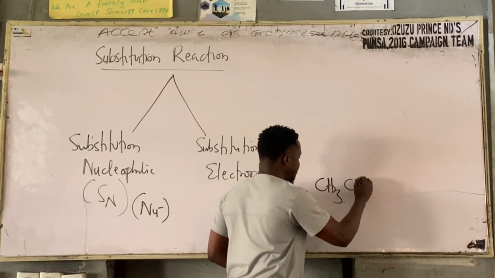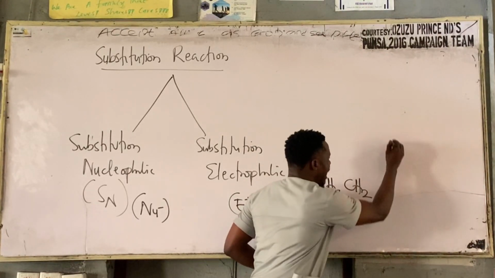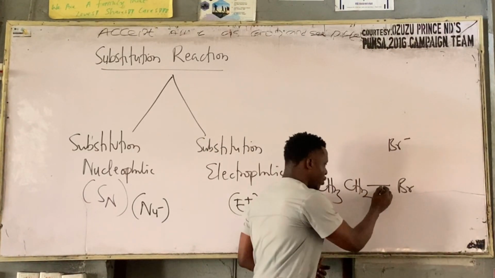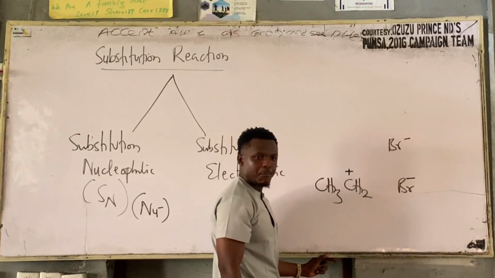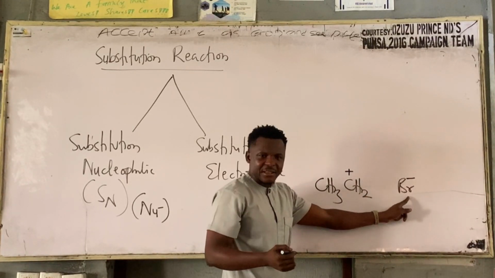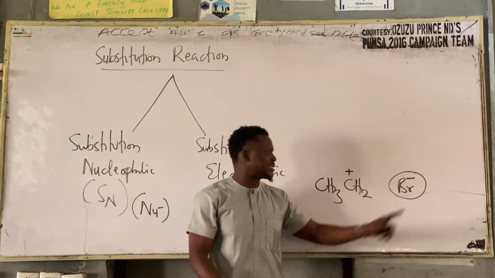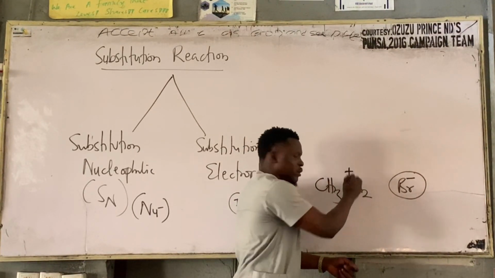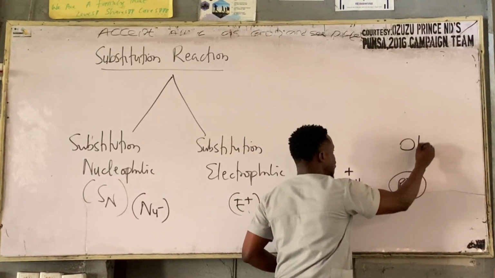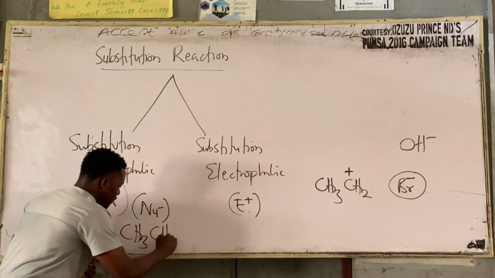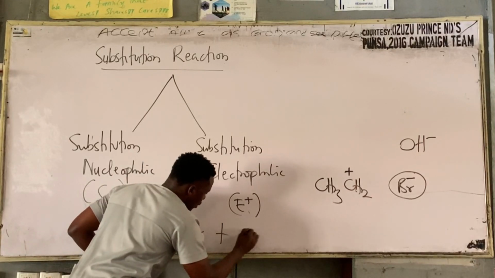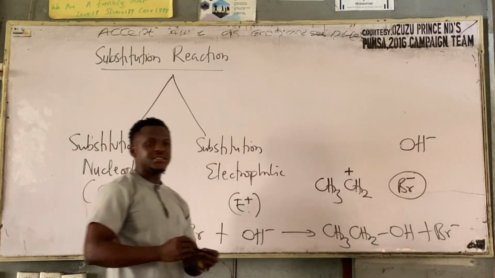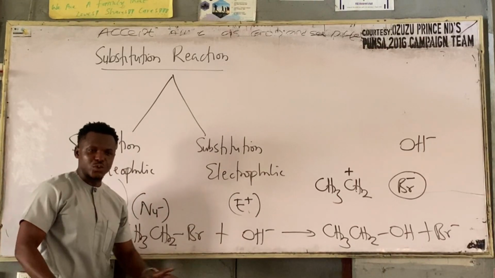Because you know why? If this guy, for example, you have something like this, and Br goes off as Br minus. This guy will net what? Plus, if I break this one. So if you break this one, Br is taking a what? Minus, and the other is taking a what? Positive. Now look up. If I want to replace Br, anything I'm bringing in to replace Br must have what? Negative. If it does not have negative, it cannot work. Because how will I bring positive and put it here? So if I have CH3CH2Br plus OH, I will now have CH3CH2OH plus what? Br minus. This guy is coming out as Br minus, and this guy is entering as OH minus.